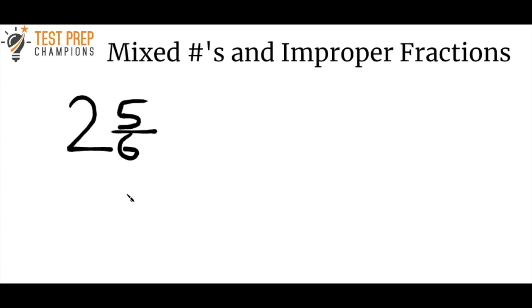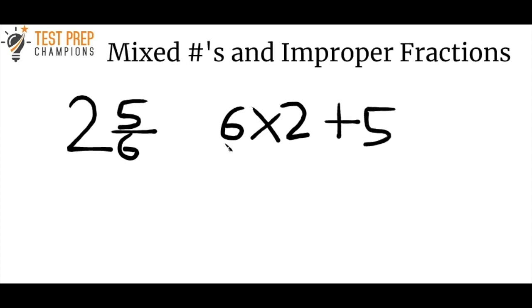Let me write this out for you and show you how you do it. Again, the steps: you take the denominator and multiply it by the whole number. Then the next step is to add 5 to that. Let's do the math here. 6 times 2 is 12. 12 plus 5 is 17. So the answer to this part is 17.